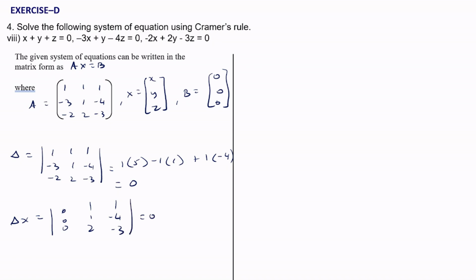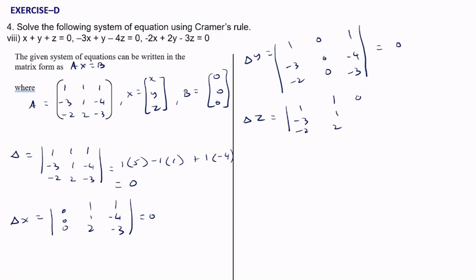So delta x is equal to 0. Then delta y is [1, minus 3, minus 2; 0, 0, 0; 1, minus 4, minus 3]. If any one row or column in a determinant is 0, then the value of the determinant is equal to 0. Delta z is [1, minus 3, minus 2; 1, 1, 2; 0, 0, 0]. So this is also equal to 0.